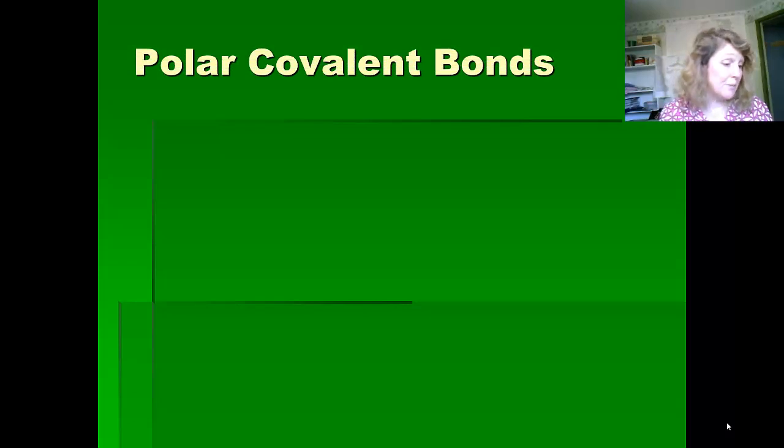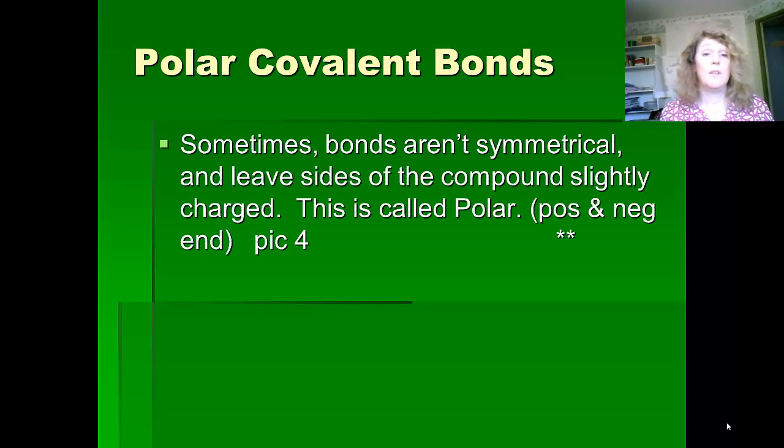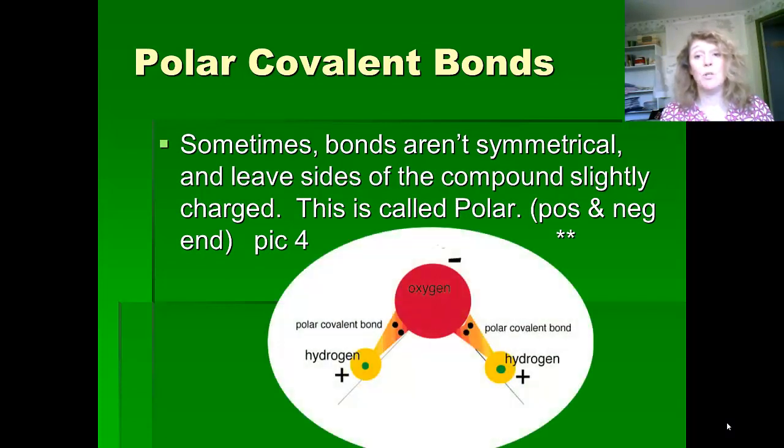Now sometimes the bonds aren't symmetrical. And they leave the sides of the compound slightly charged. This is called polar. And polar means you have a positive and negative end, kind of like magnets again.